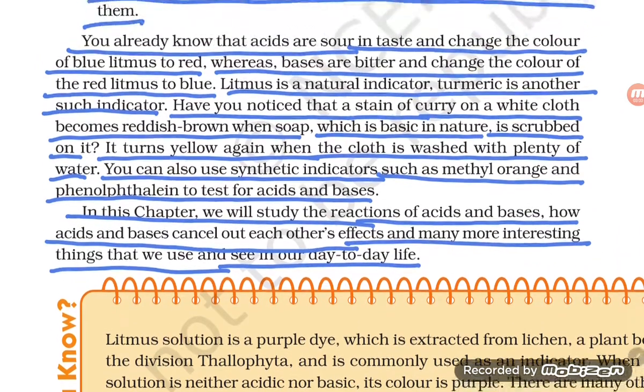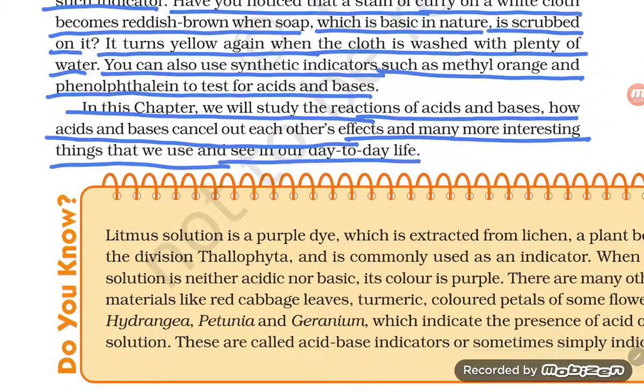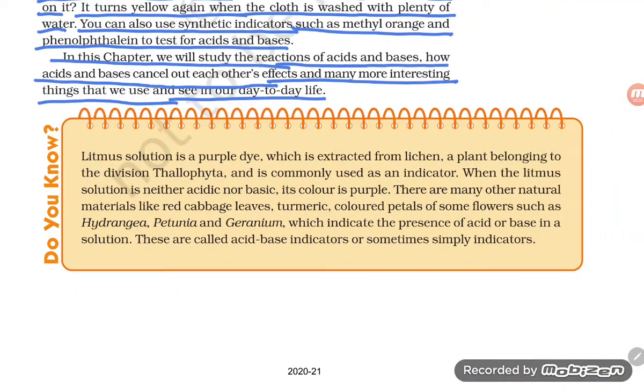So they are saying, students, you have to use the litmus indicator. Then they are saying turmeric is another indicator. If acid is there, blue litmus will change to red, whereas if base is there, the color of red litmus will change to blue. So these are the indicators that you have to keep in mind.